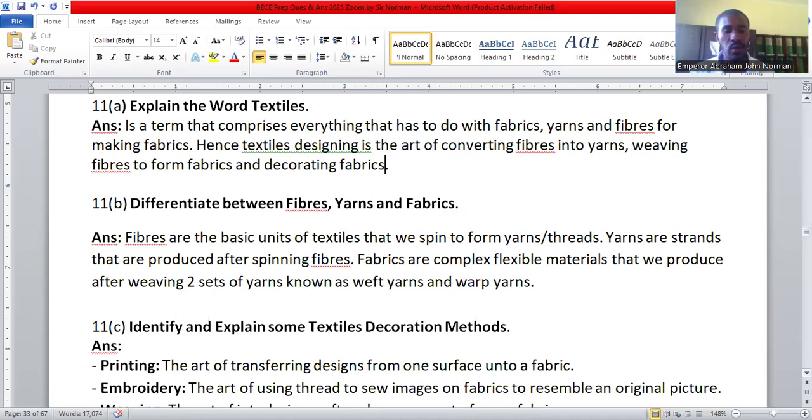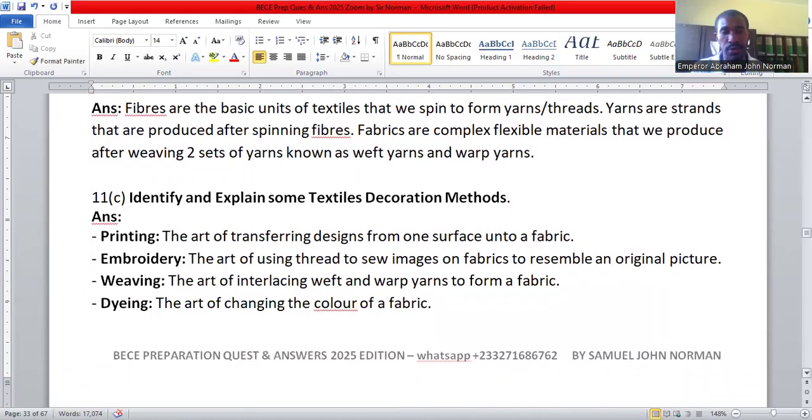Now, the next question says, identify and explain some textiles decoration methods. One method of decorating fabrics or textile is printing, which is the art of transferring design from one surface onto a fabric. They have embroidery, which is the art of using threads to sew images on fabrics to resemble an original picture. They have weaving, the art of interlacing weft and warp yarns to form a fabric.